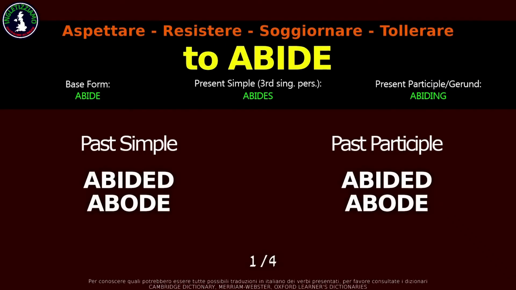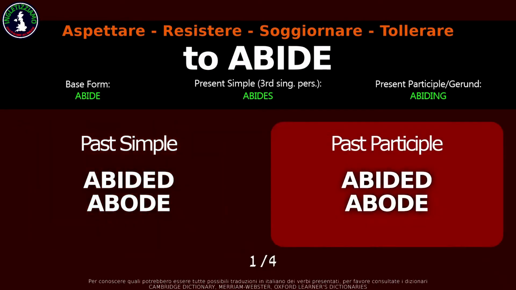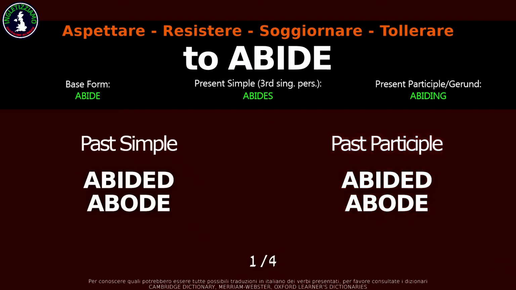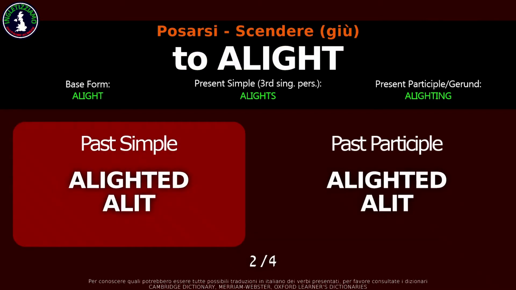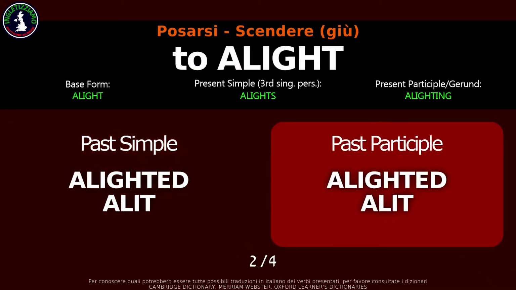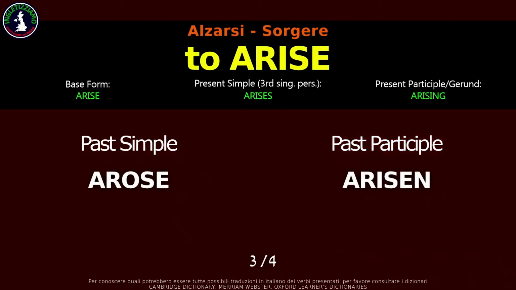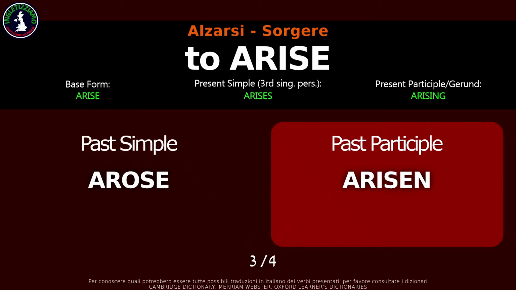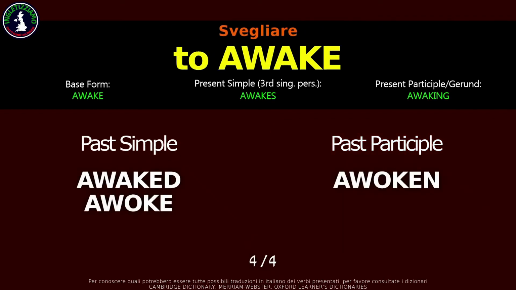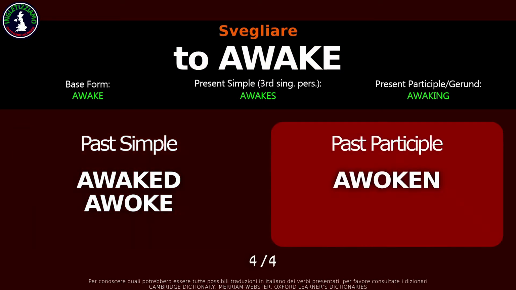Irregular verbs with the letter A. To abide, abided or abode. To alight, alighted or alit. To arise, arose, arisen. To awake, awaked or awoke, awoken.